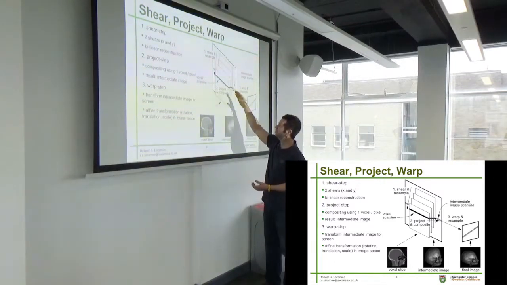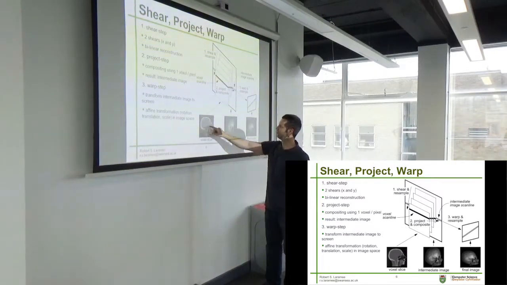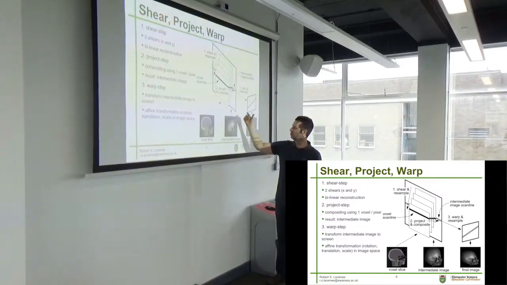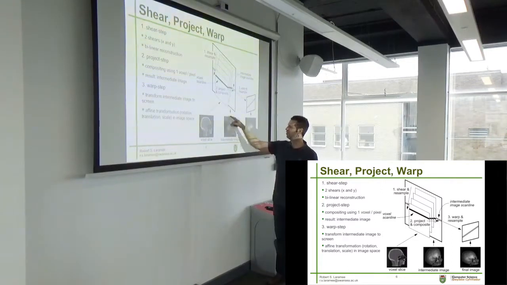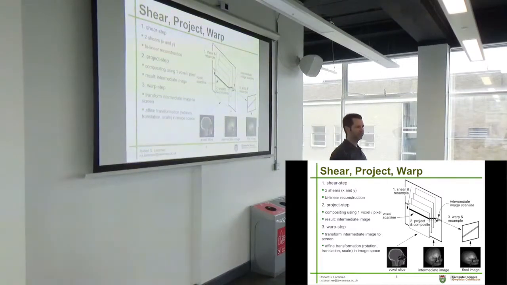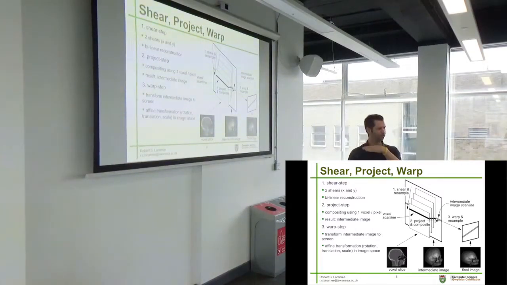Because we have a shear, then we have a composite. This is the original one. When we shear the volume and then composite to get derived pixel colors and opacities, we have an image that is distorted. It's distorted because of that shear. And of course it's going to be distorted.